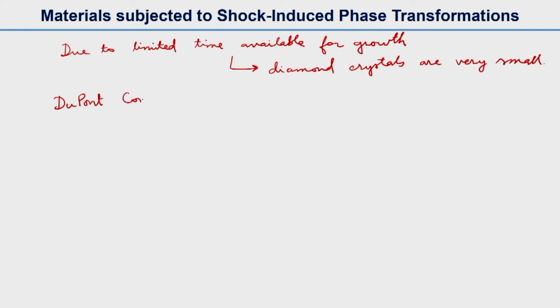DuPont company used to produce diamond using this method. They used this as a commercial method, that means using shock loading. In this method rapid cooling is required.